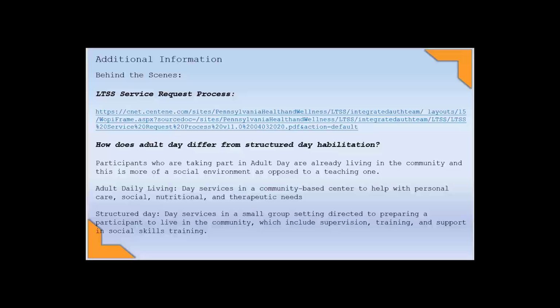So a little bit of additional information behind the scenes. The LTS service request process, we have a link to that there. One question that I got when I sent this out was, how does adult day differ from structured day? So participants who are taking part in adult day are already living in the community, and this is more of a social environment as opposed to a teaching one. And then we just list kind of the information about each of the services there. So I just wanted to make sure to address that question that was asked.